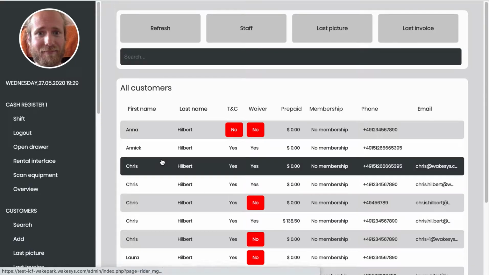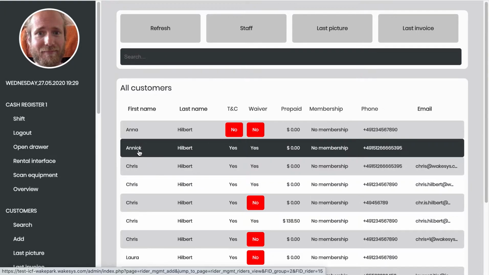the family checkout, you want to start with the children or the person who are actually not paying. So in our case here, that will be the daughter. In this case here, Annie Hilbert.